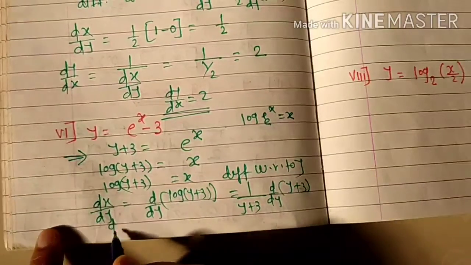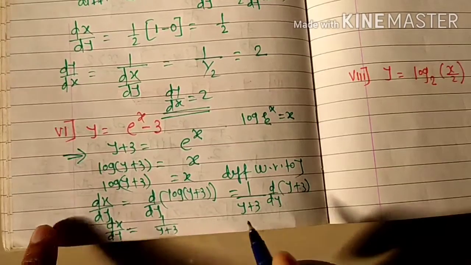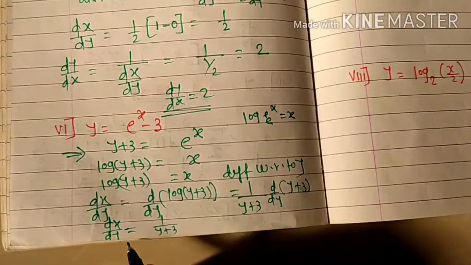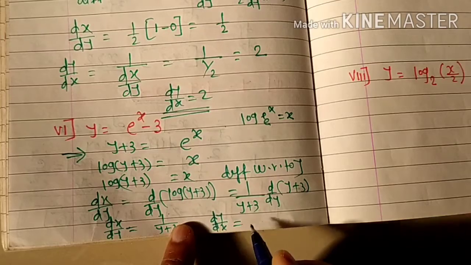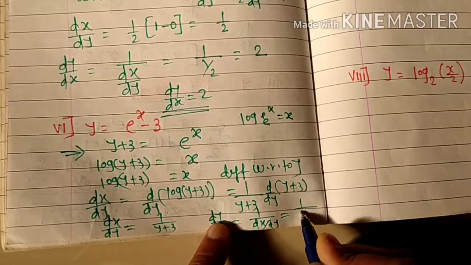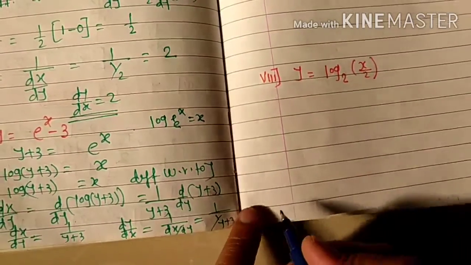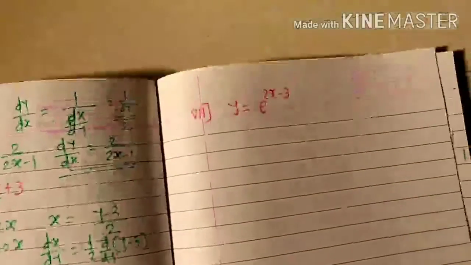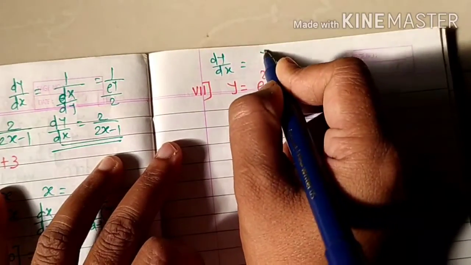Then dx upon dy is equal to 1 upon y plus 3, and the derivative of y with respect to y is 1 and the constant's derivative is 0, which means dx upon dy is 1 upon y plus 3. Then from that, what is dy by dx? That is 1 upon dx upon dy, that is 1 upon 1 upon y plus 3, that is y plus 3. Therefore, dy by dx is y plus 3.